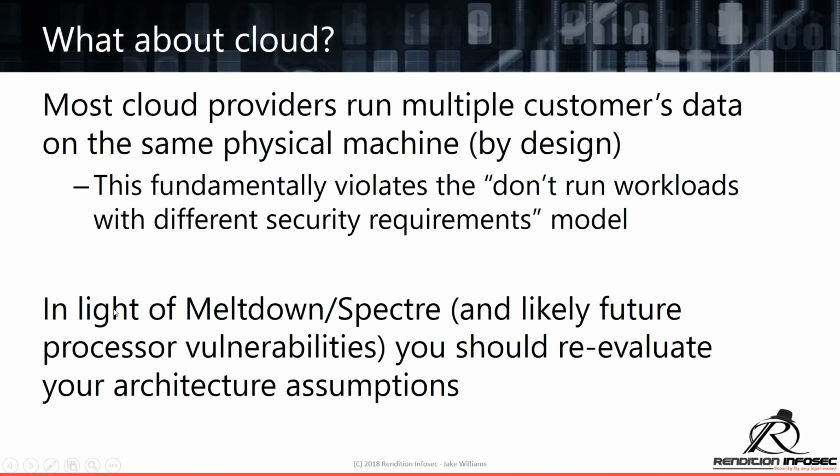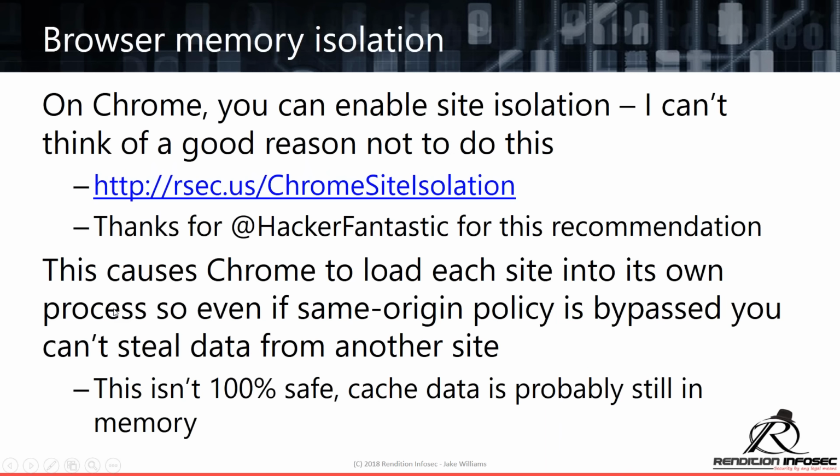Browser memory isolation. I think this is super important. On Chrome, you can enable site isolation. There is not a good reason not to do this. Certainly check, certainly do some testing, but go enable this. Hacker Fantastic is the one who originally recommended this, at least that I saw. I think this is phenomenal, and it forces Chrome to load each tab basically into its own process. So even if the same origin policy is bypassed, one site can't steal data from another site.